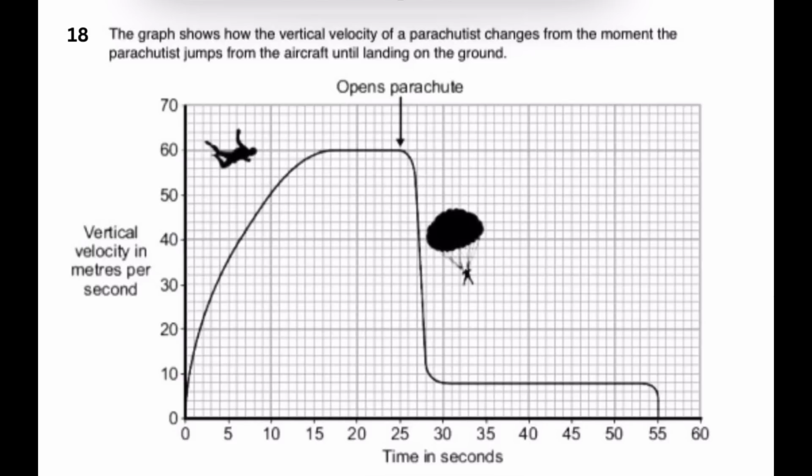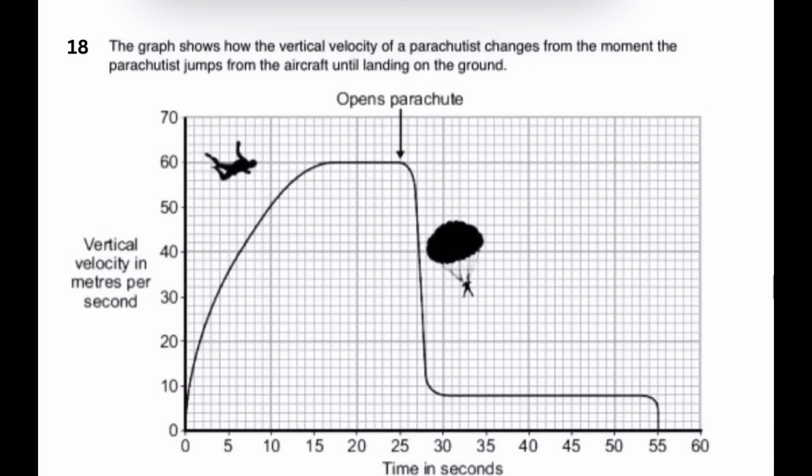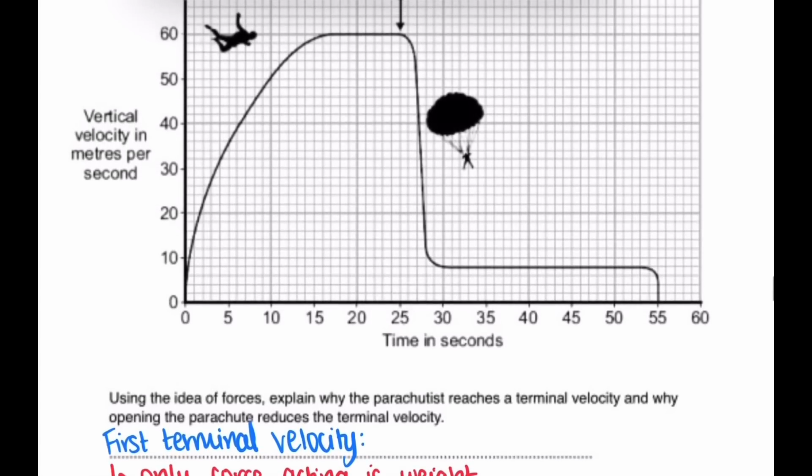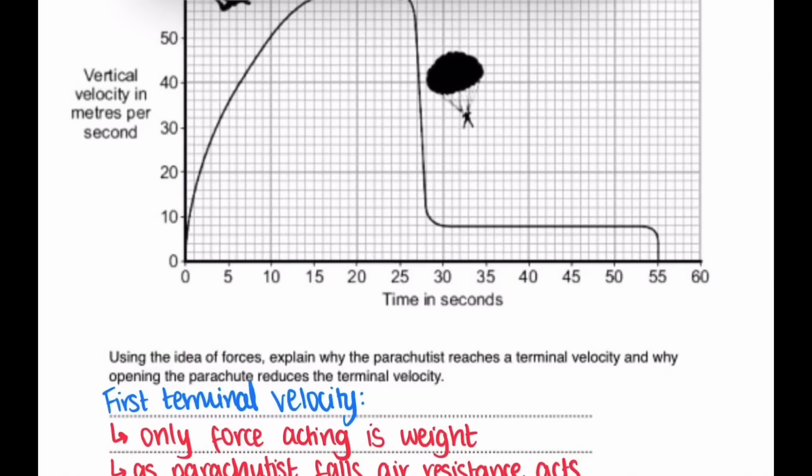Final question. The graph shows how the vertical velocity of a parachutist changes from the moment the parachutist jumps from the aircraft until landing on the ground. Using the idea of forces, explain why the parachutist reaches a terminal velocity and why opening the parachute reduces the terminal velocity.